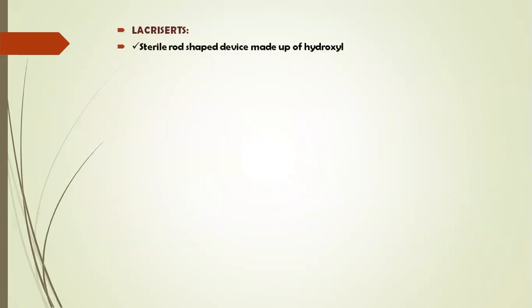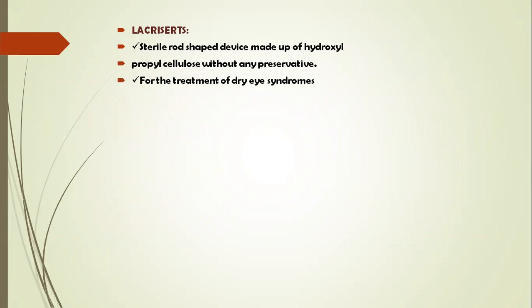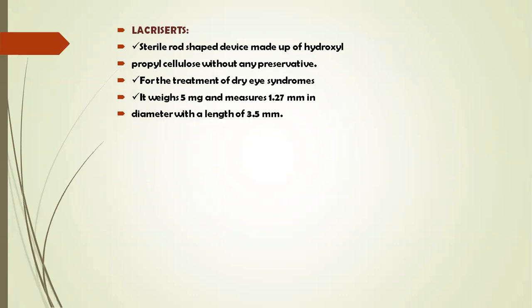So Lacrisert is a sterile rod-shaped device made up of hydroxypropyl cellulose without any preservative, used for the treatment of dry eye syndrome. It weighs 5 milligram and measures 1.27 millimeter in diameter with a length of 3.5 millimeter. It is inserted into the inferior fornix.